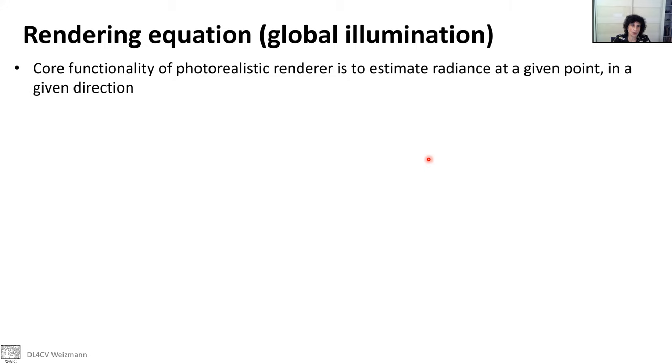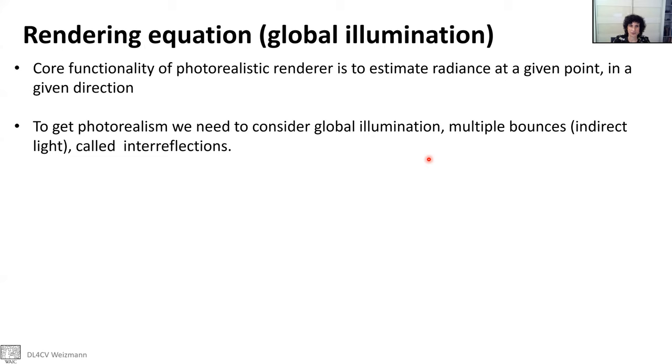However, we want to produce photorealistic rendering and to estimate the radiance at each point in a given direction, okay? In order to do this, we would like to consider also global illumination. What do I mean by that? I mean multiple bounces. If I have a light which illuminates a surface, the light is going to be scattered from this surface to the environment, then the light from the surface is going to light another surface, etc. So it's not just the light source that is going to affect the environment. It's the bounces between the surfaces that are going to affect the environment. And this is actually called interreflections. Okay?